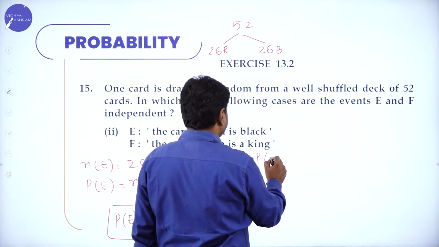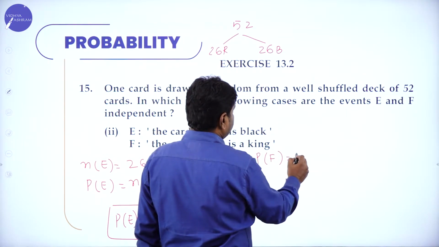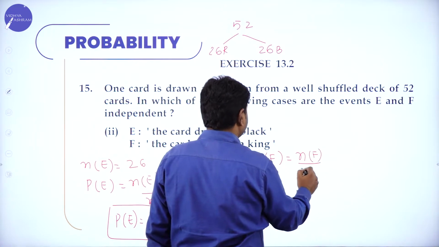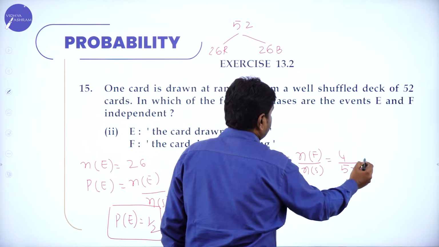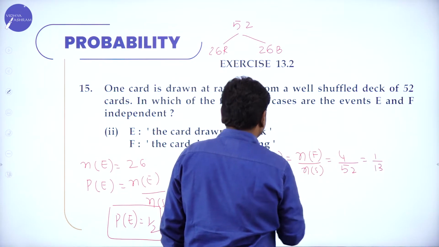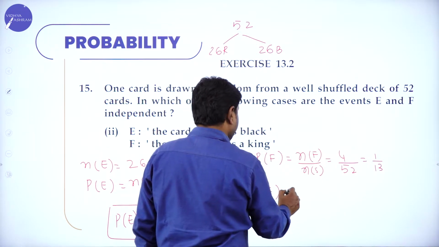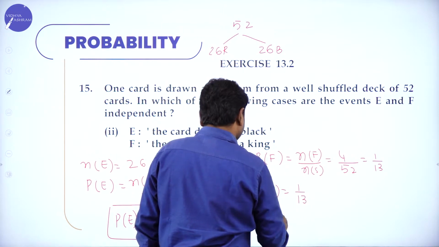What is P of F? Probability of getting a king. How many kings will we have? N of F divided by N of S. So we'll have 4 kings in a pack of 52 cards. So 4 by 52, that is 1 by 13. So P of F you got. What is P of F? 1 by 13.